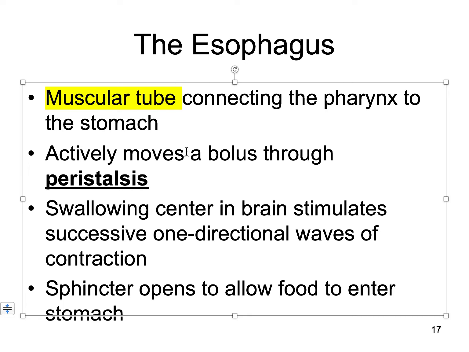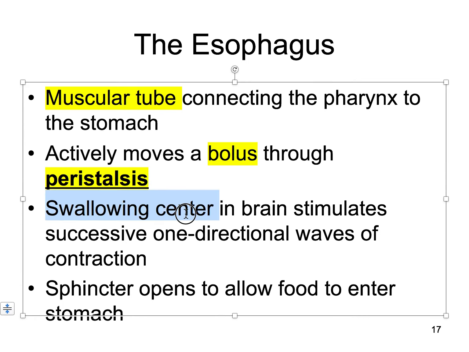The way it does its job is to move the bolus. A bolus is, again, the food that we eat compacted into a ball. The esophagus actively moves the bolus of food from your pharynx to the stomach through a process known as peristalsis.